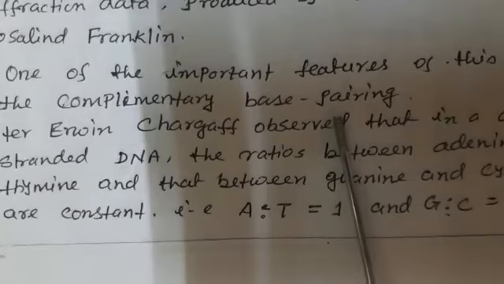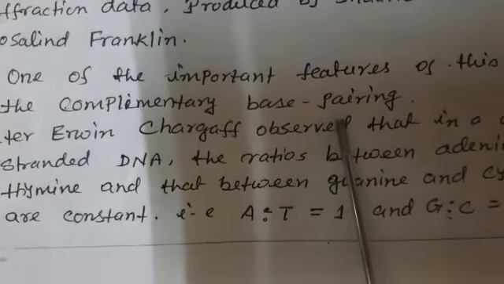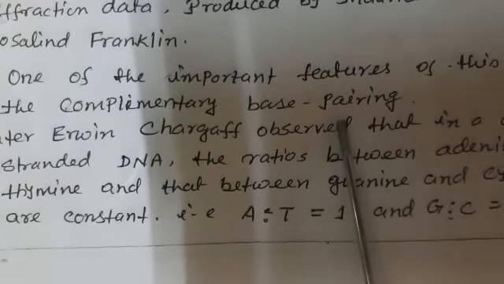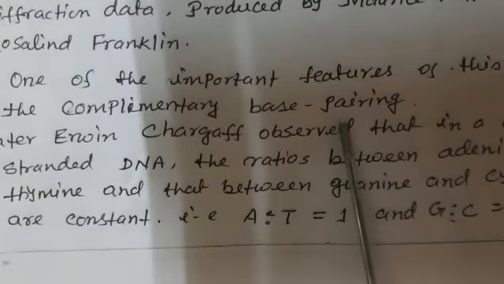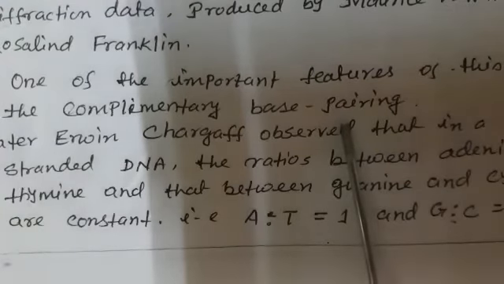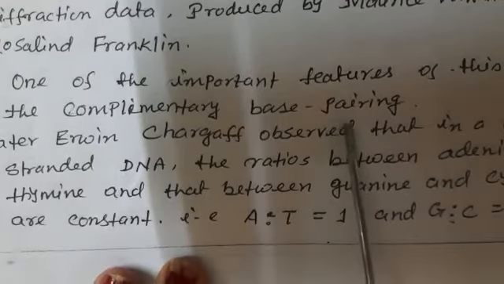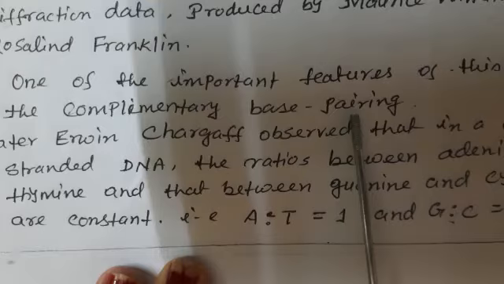What is complementary base pairing? Just you can understand it. As we have learned, there are two types of nitrogenous bases, the purines and the pyrimidines. So one base from the purines, adenine, will always pair with another base present in the pyrimidines. That is, adenine pairs with thymine, whereas cytosine pairs with guanine.